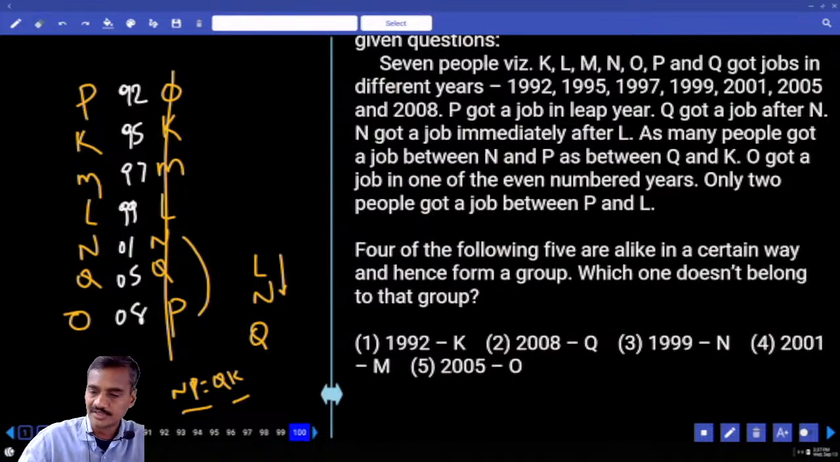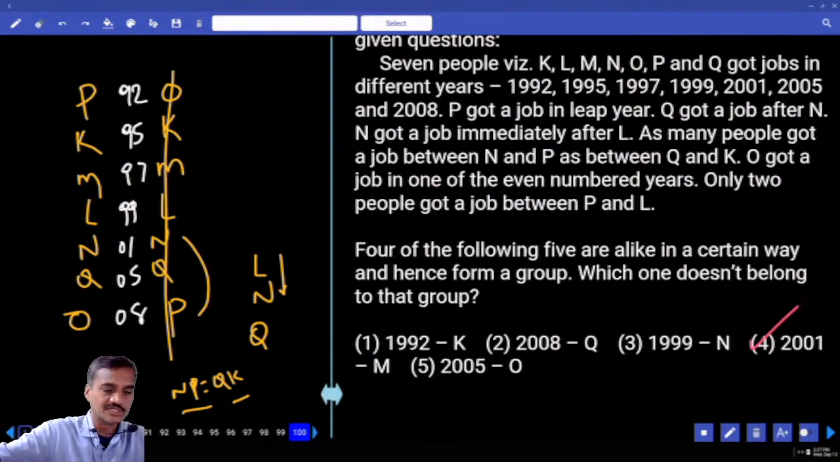And finally 100, odd one out: 92 and K. K is immediately after 92, and Q is immediately before 2008, isn't it? And 99 and N, they are also adjacent. M and 2001, they are not adjacent. And Q, O and 2005, again they are adjacent, except choice 4. In the remaining, the year and the person are adjacent to each other. Now this is about choice 5.